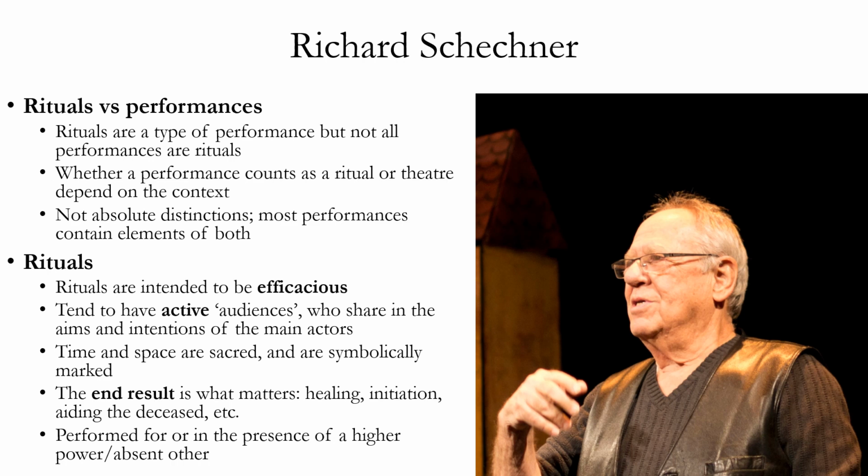So according to Schechner, rituals are intended to be efficacious. They're supposed to accomplish something. And the audiences of rituals tend to be active in some way, to participate in the aims and intentions of the ritual. So, for example, if you are at a church or a temple and there's a group ceremony, it's not just that the parishioners or the temple goers are going to be a passive audience. They may be involved in the singing or the dancing or the chanting or the other ritual actions.